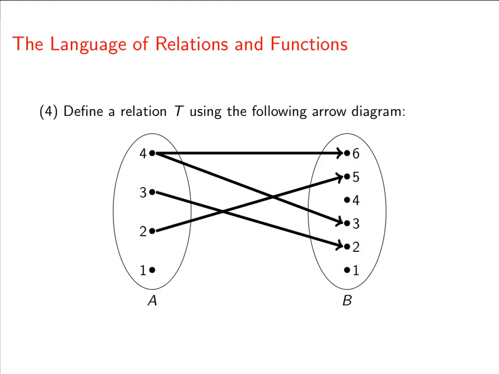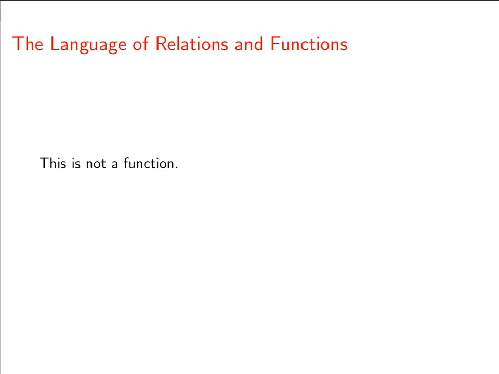Now, we've talked about arrow diagrams. This is yet another way of defining a relation. So we'll define a relation by using this arrow diagram. So that tells us what's in the relation. This is a perfectly good relation. The question is, is this a function? This is not a function.